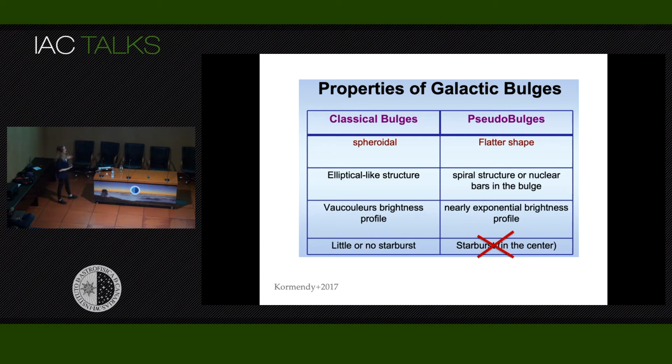So I'm saying that to forewarn you about this very simple picture that we have in mind of pseudo bulges and classical bulges and how they relate to other properties of the galaxies. Here we can start to look very into the details of all the different cases, but we are already starting to find very clear cases that are against this picture.